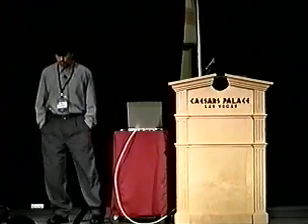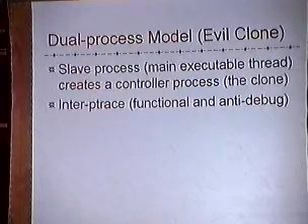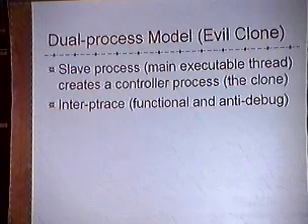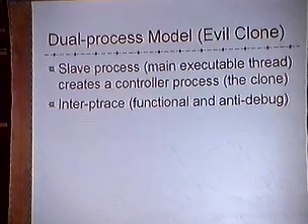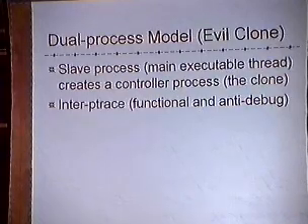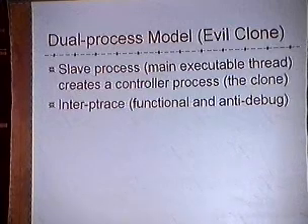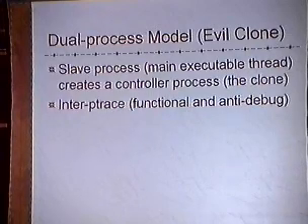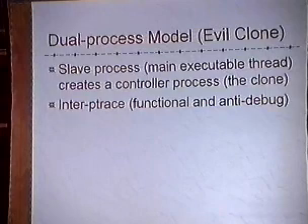Shiva itself has what we call a dual process module, where when any Shiva encrypted executable runs, there are actually two main processes that run, and they interact, and they're dependent on each other, and I call it the evil clone. There's a slave process, which is actually the main executable thread, and it runs the code that was intended to be run by the executable. And then there's a controller process, which is the clone, and what they do is they ptrace each other.